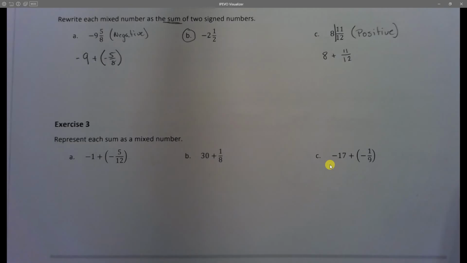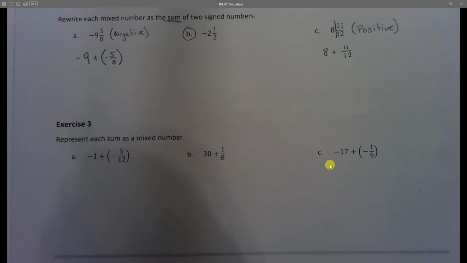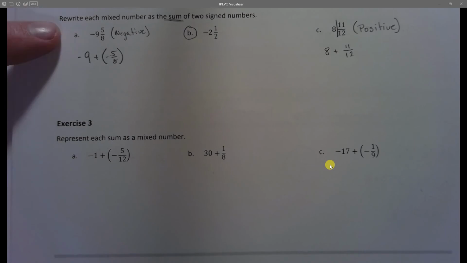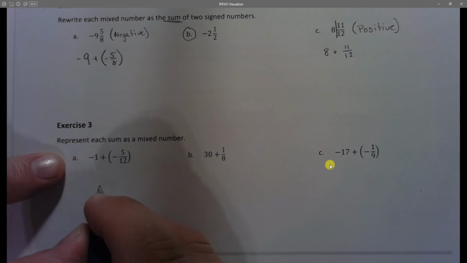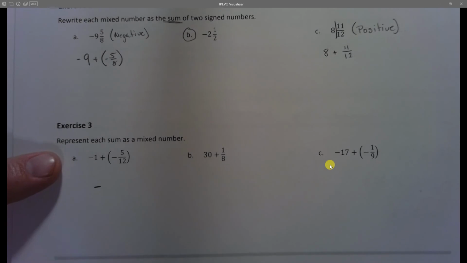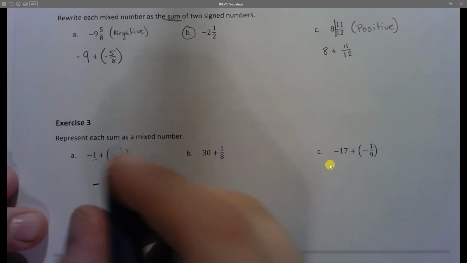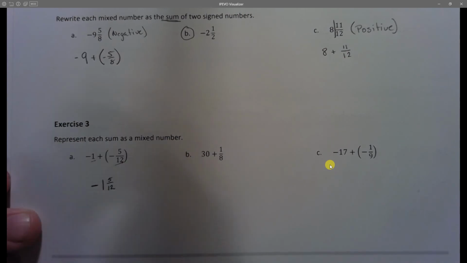Represent each sum as a mixed number. So now we're taking them from apart from each other and we're making them whole again. Okay, so let's look at A. Now remember, when we looked at A up here, both numbers were negative. So because they were both negative, we knew that the original value was negative as well. So now we got both values here as being negative again, which means my answer should be negative as well. So now all I'm doing is taking this value with this value and bringing them back together as a family. So negative 1 and 5/12.